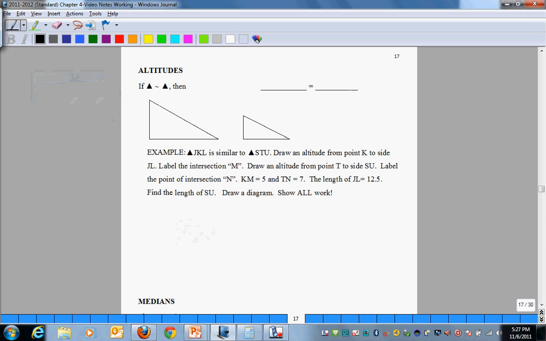In altitudes, it's the same concept. When you have a side-to-side ratio, side over side, it's going to equal also the altitude to the altitude. Why? Because altitudes are one dimension as well. Side to side equals altitude to altitude. Let's do an example here. We are told that JKL is similar to STU.